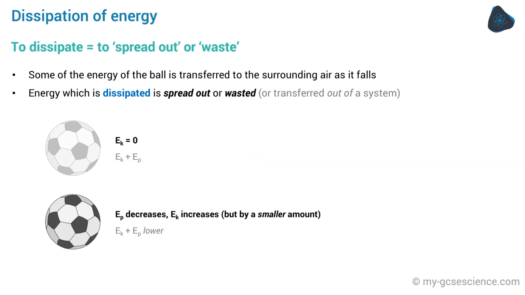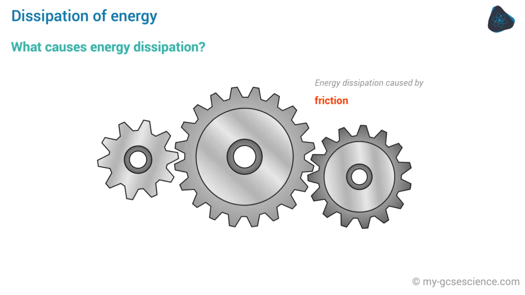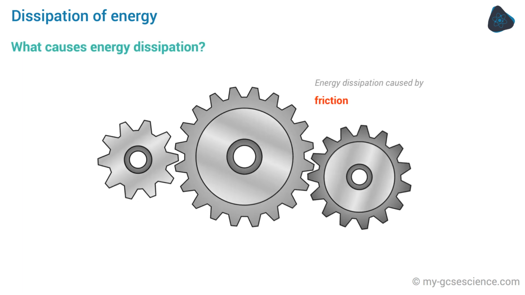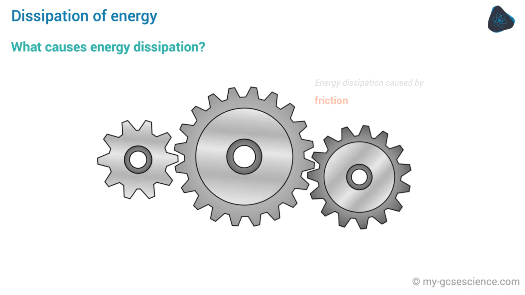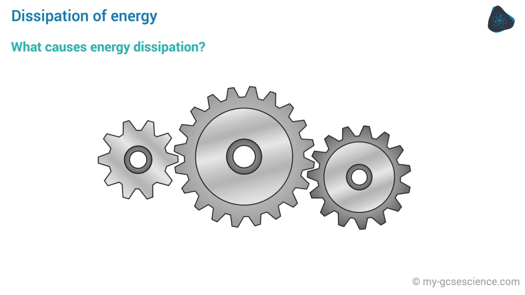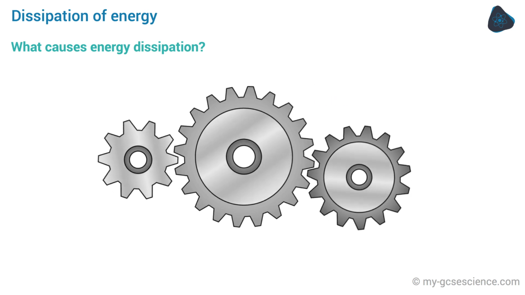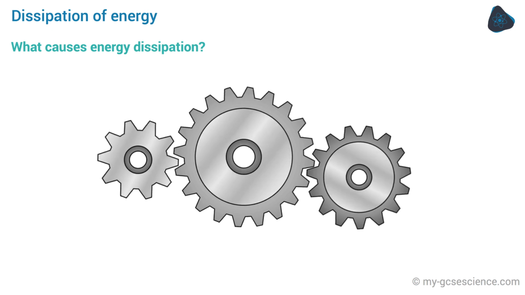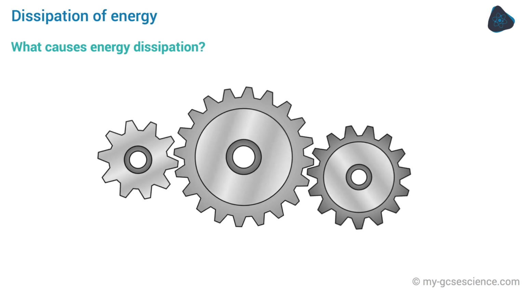In this case, the force which led to the transfer of energy away from the ball is called air resistance, but lots of other things can lead to the dissipation of energy as well. Friction between the moving parts of a machine can lead to the dissipation of energy in the form of heat. Here, some of the kinetic energy of the moving cogs will be transferred to their thermal energy store. This will cause their temperature to rise and ultimately will lead to the dissipation of thermal energy to the surroundings.